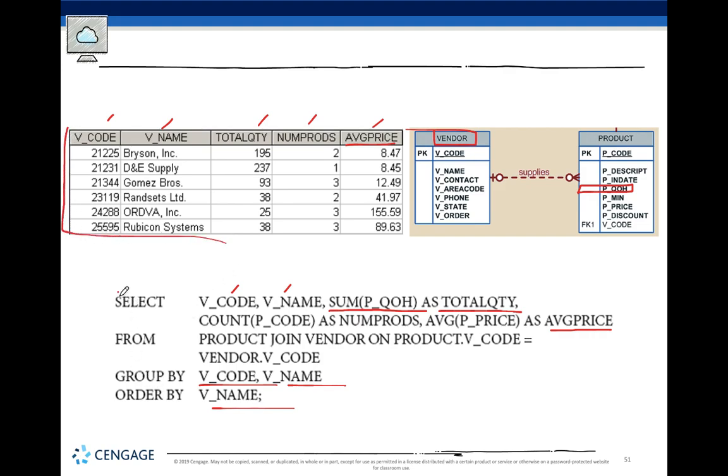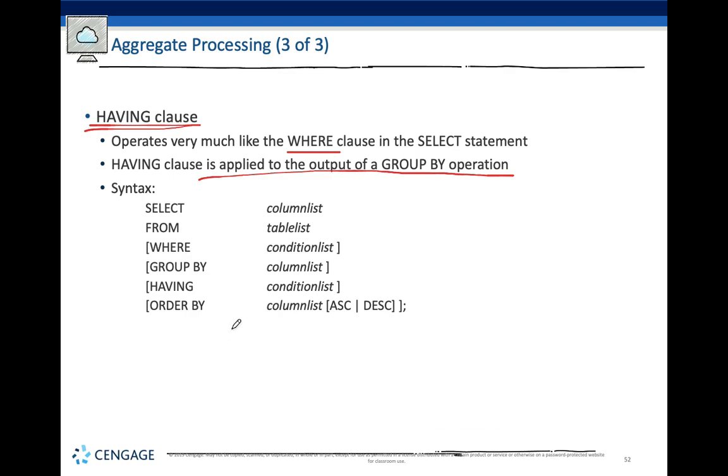So we would say all of this group by vcode vname having average price greater than 100, order by vname. Okay, let's take a look at an example. Again, try to remember this order of the syntax: select, from, where, group by, having, order by. So again, to revise this, the having clause is applied to the output of a group by operation.